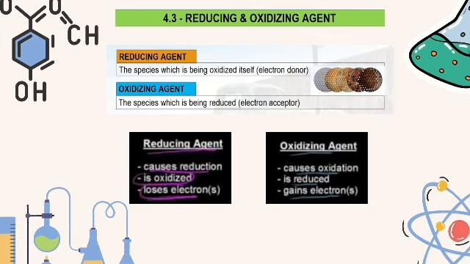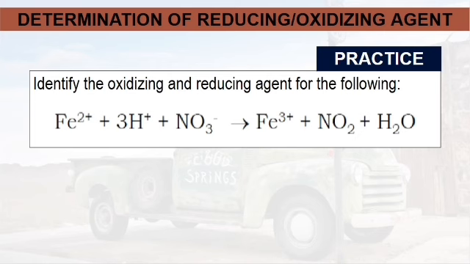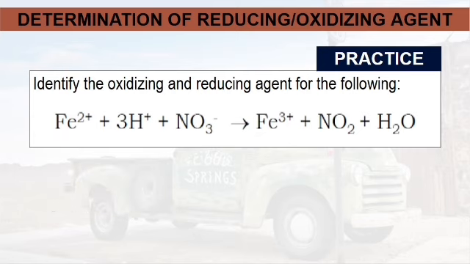Reducing agent causes reduction, and it is oxidized and loses electrons. Meanwhile, oxidizing agent causes oxidation. It's reduced and gains electrons. So there are tips to identify the substance oxidized and reduced. Oxidized substance is the reducing agent and reduced substance is the oxidizing agent. Firstly, Fe2+ to Fe3+, we can see the charge increases, so it's oxidation, which means it's the reducing agent.